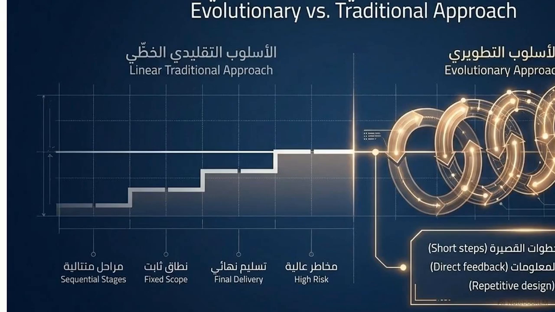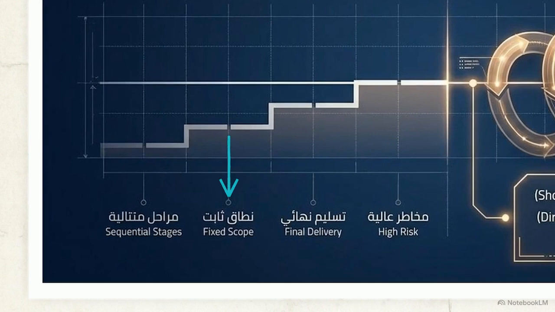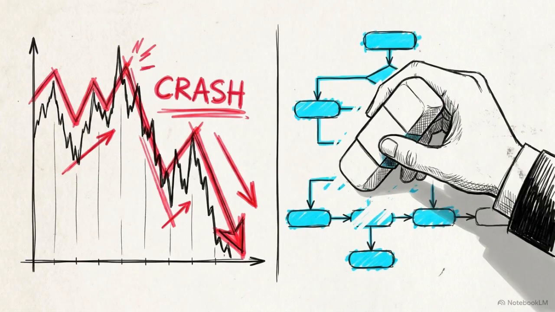This diagram illustrates the standard, linear, traditional approach to software development. Notice how it relies on strict sequential stages. You lock in a fixed scope, build step by step, and hand off a finished product at the end of the line. That structure looks stable on paper, but it assumes the business environment is static.